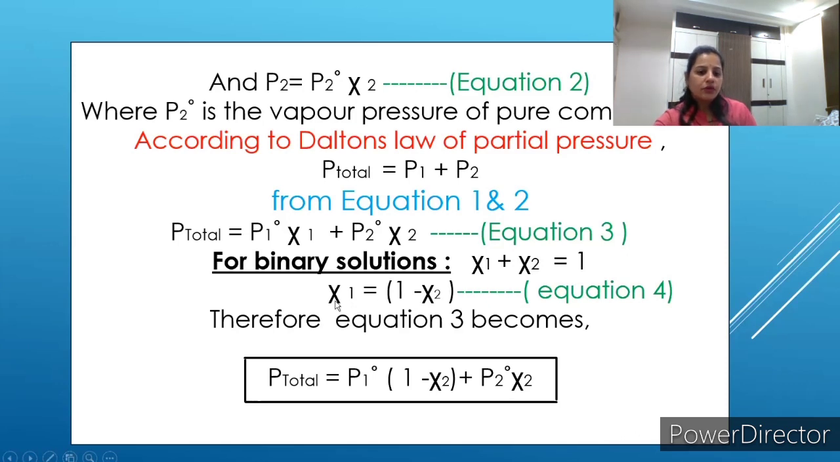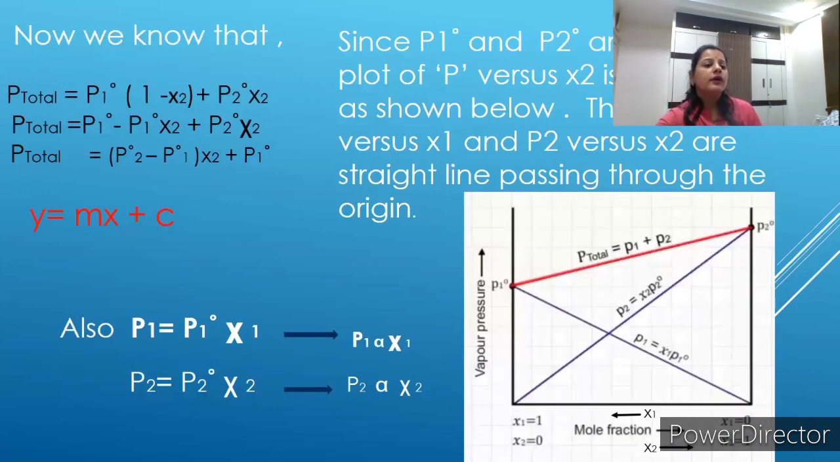Now let us substitute this x1 in equation number 3. So P total will be equal to P1 naught into x1, and in place of x1, I am substituting 1 minus x2, plus P2 naught into x2. So this is nothing but the expression for the partial vapor pressure according to Raoult's law. Now let us solve it further.